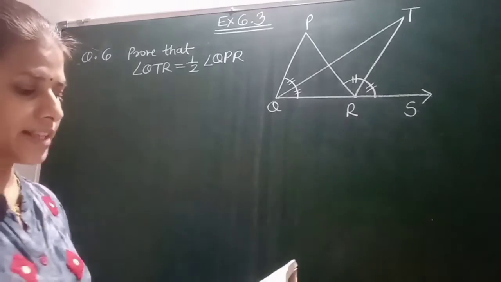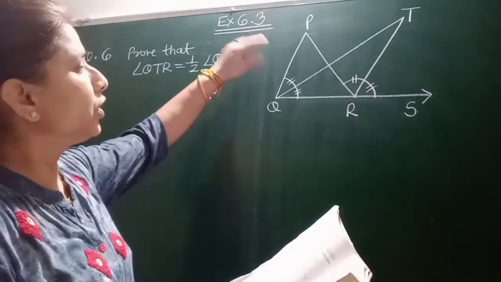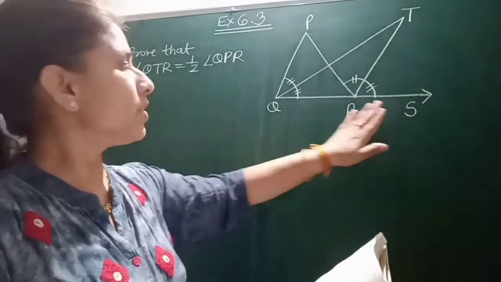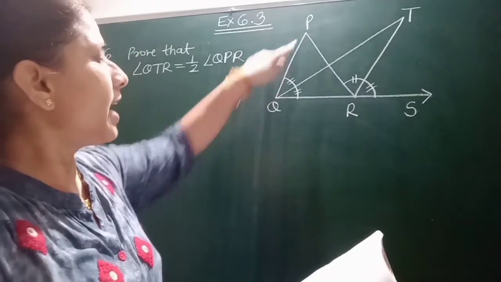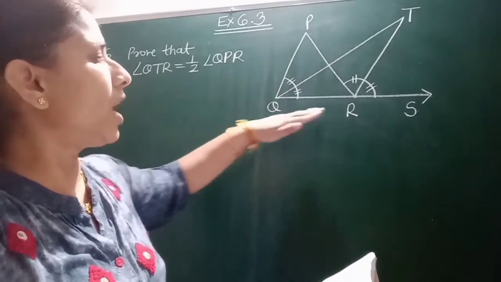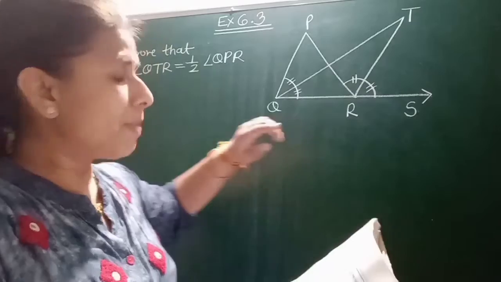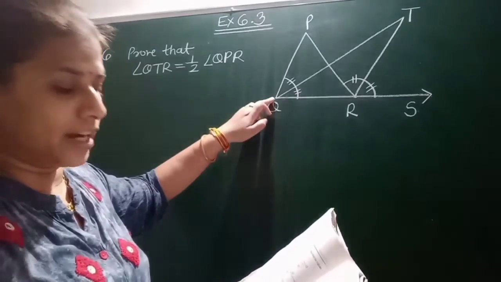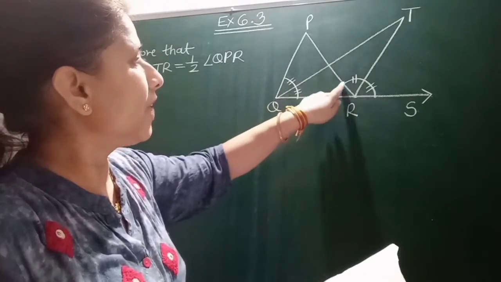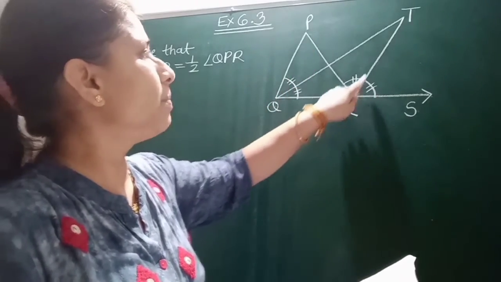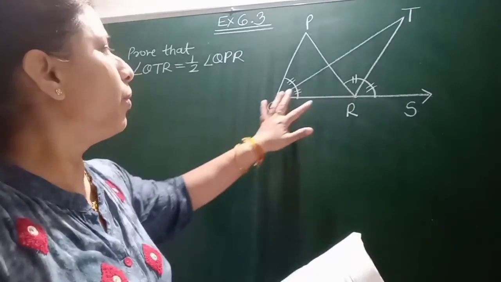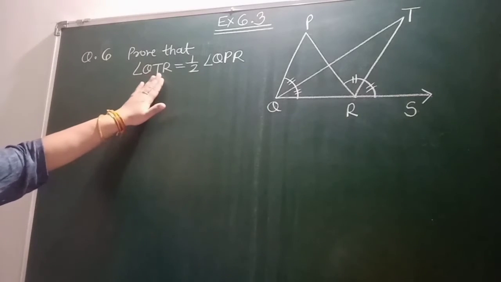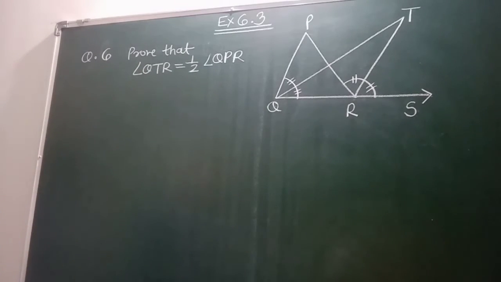Question number 6 of this exercise is, in the figure, the side QR of triangle PQR is produced to a point S. As you can see in this diagram, student, the side QR of this triangle PQR is produced up to S. If the bisector of angle PQR, as you can see, QT is the angle bisector of angle Q, and the bisector of angle PRS is RT, and both lines are intersecting each other at point T, then we have to prove that angle QTR equals half of angle QPR.